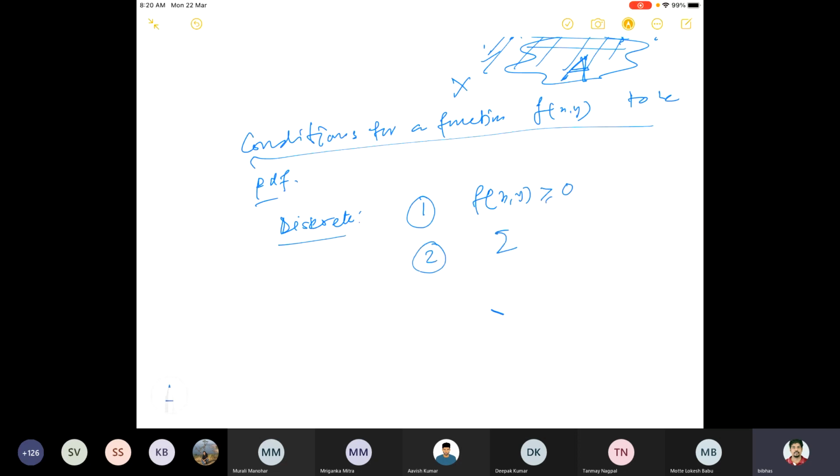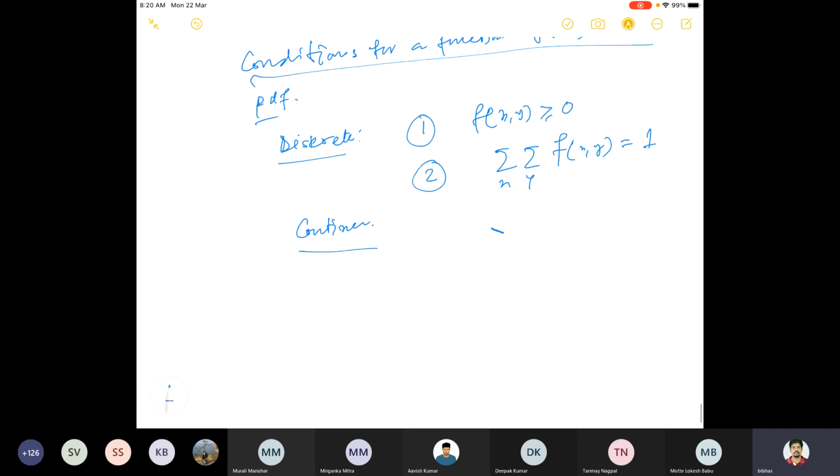And the second thing was, the sum over all x and y, the realizations of x and y, has to be equal to 1. For the case of continuous, it is the same thing, but instead of the double summation we have integration. So f of xy is bigger or equal to 0, and the second thing, the integral of f of xy dx dy is equal to 1. This is the only difference, otherwise everything is the same. Here of course x and y range from minus infinity to infinity.